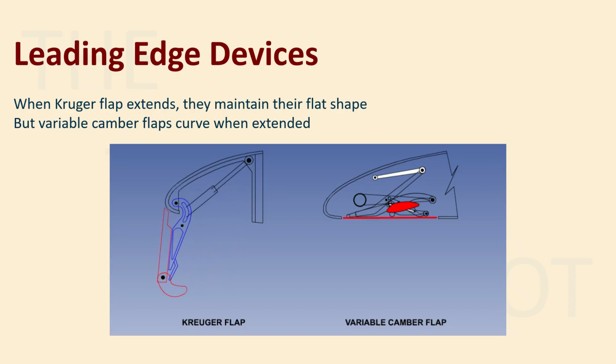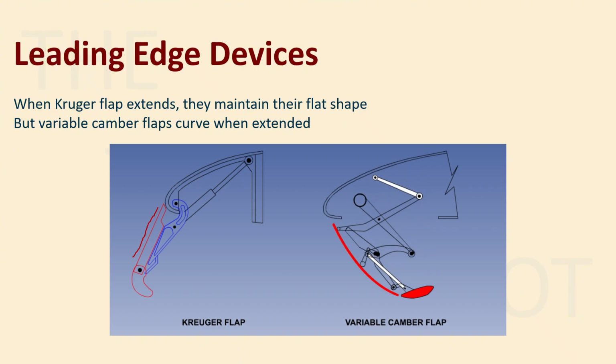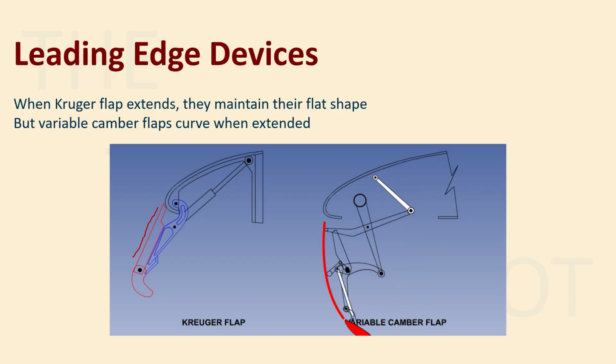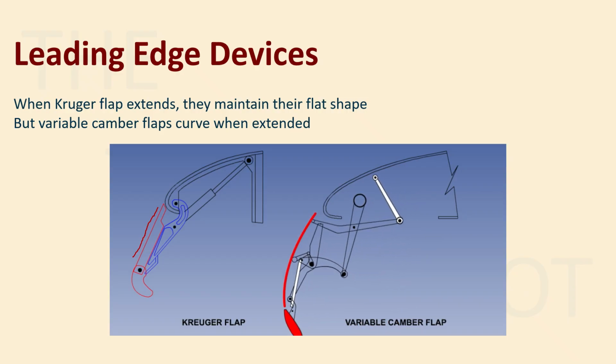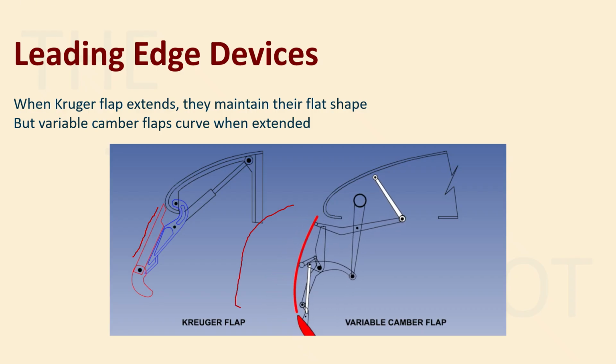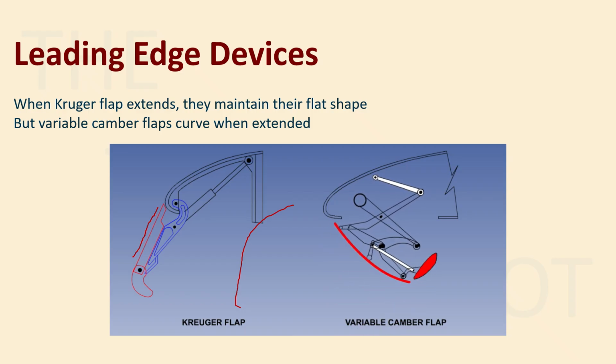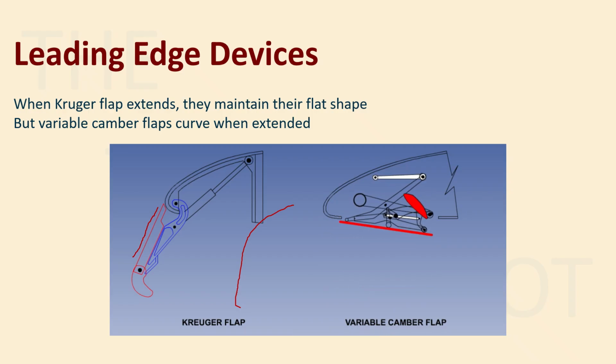As you can see, the flap is extending, and still this surface is flat, right? But now watch this. As you can see, it has curved, and this one has curved too. This one was straight. Now what happens when it retracts? See, the curvature is gone and it has become flat again. So this is all you need to know about Kruger flaps and your variable camber flap.